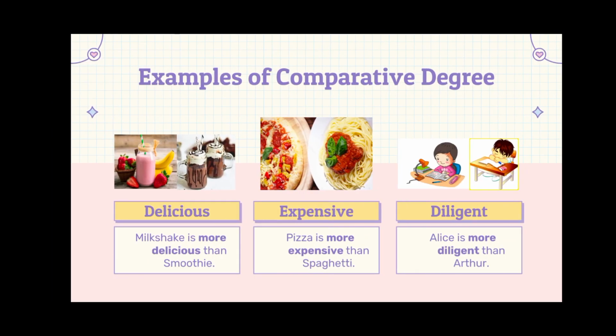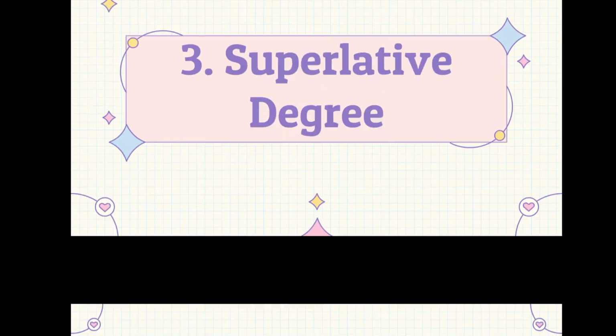Examples of comparative degree, two syllables. 1. Delicious. Milkshake is more delicious than smoothie. 2. Expensive. Pizza is more expensive than spaghetti. 3. Diligent. Alice is more diligent than Arthur.